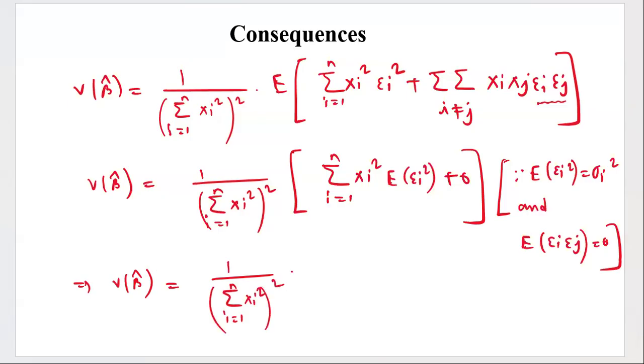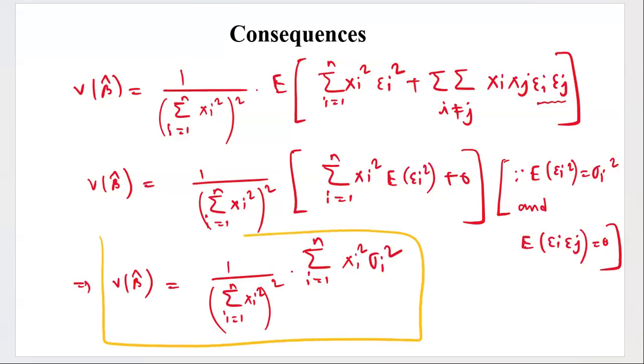Summation i from 1 to n xi squared, whole squared. And here what do you have? Summation i from 1 to n xi squared sigma i squared. So this will be the variance of the beta cap estimator under heteroscedasticity, which is strictly greater than the OLS estimator. If you remember, this was the variance of beta cap under OLS, and this is strictly greater than that particular estimator.